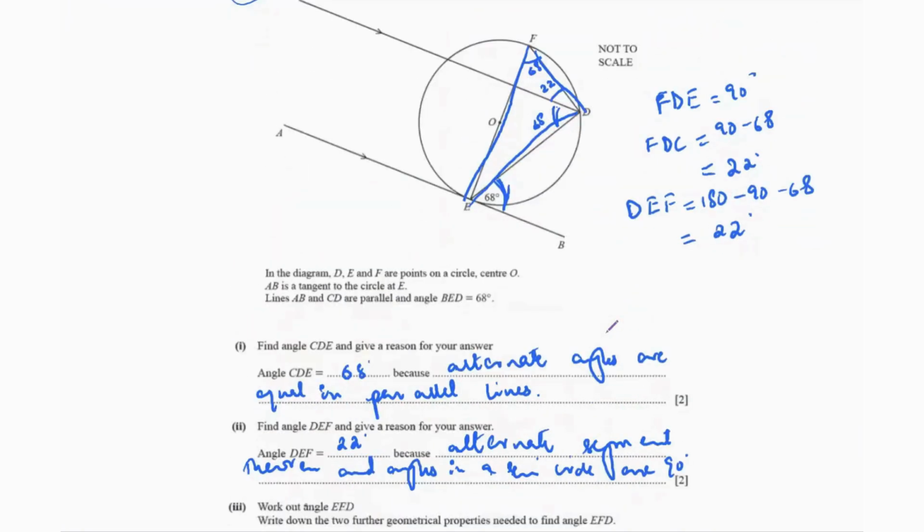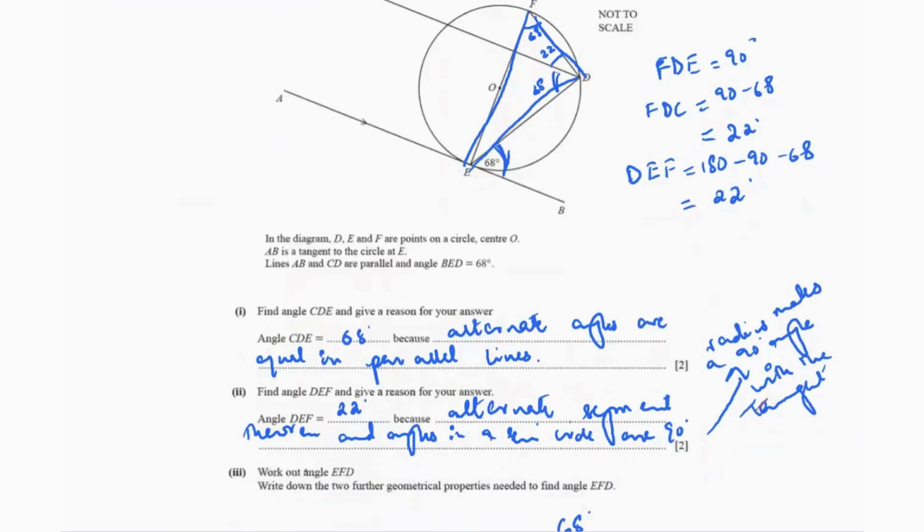For DEF, we could have also subtracted 68 from 90 because it's the radius touching the tangent. So again, 90 degrees. So you can also say that the radius makes a 90-degree angle with the tangent. So any way you're solving it, you'll get your mark as long as the reason is justified.